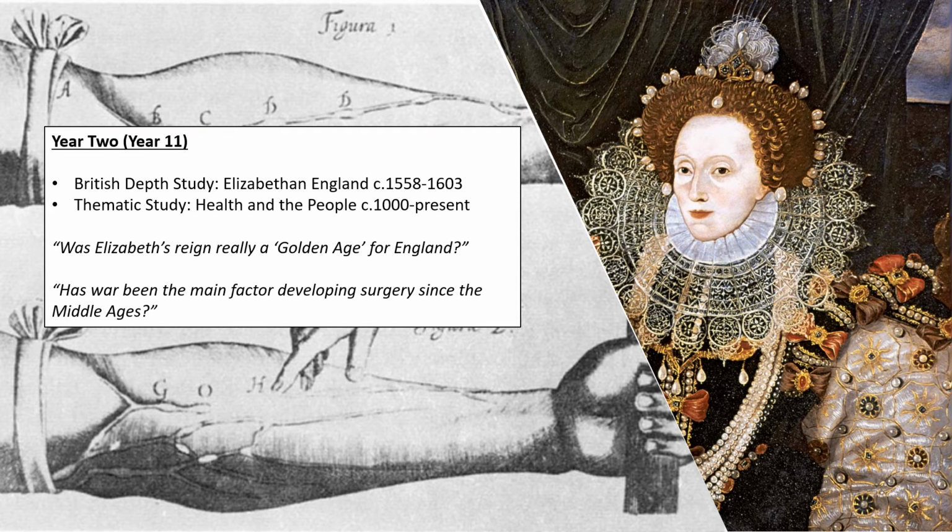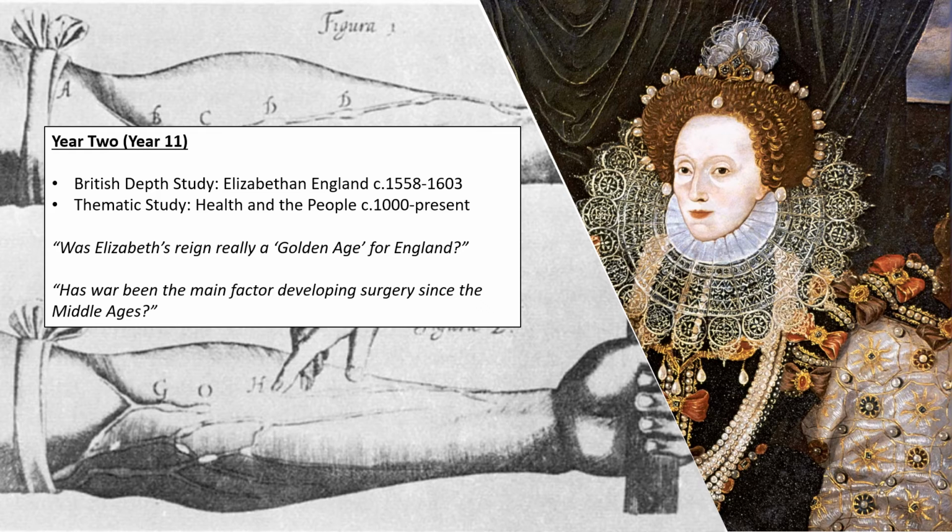At the start of Year 11, our students start the year by studying the British Depth Study Unit, which is Elizabethan England. This is a study of monarchy, queenship, governments, and also different aspects of society. And again, it's built around really powerful inquiry questions, like we ask our students questions like, was Elizabeth's reign really a golden age for England?